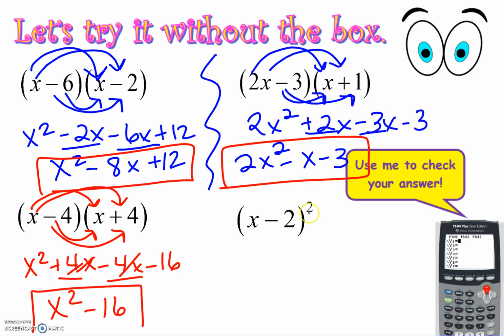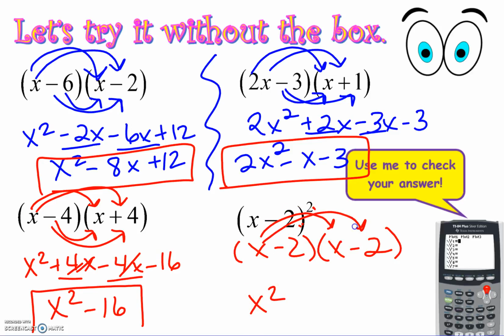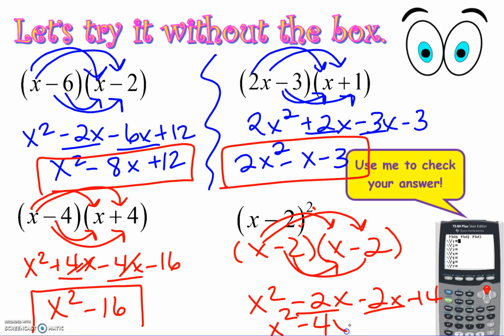Alright. Now, I know that I have two sets of this because of the exponent. So I have x minus 2, x minus 2. Let's see if we see a pattern. x times x is x squared. Negative 2x minus 2x, plus 4. So you have x squared minus 4x plus 4.